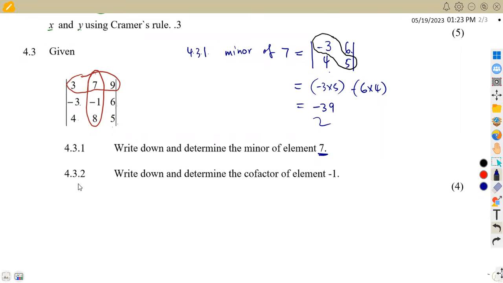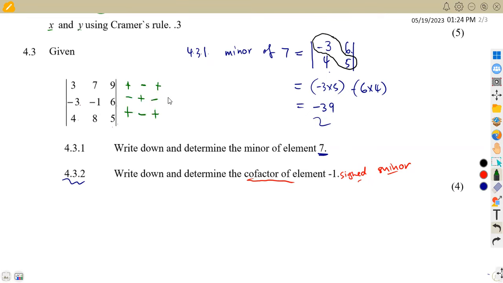All right, so on 4.3.2, here we are now asked to write down and determine the cofactor of element negative 1. So take note, we are no longer having this part. We are now working with where there is negative 1. So take note, we said that a cofactor is a signed minor, meaning to say we need the matrix of signs. Remember, it's a signed minor. So remember, we have a matrix that corresponds to sign. That's a plus followed by a minus, a plus, a minus, a plus, a minus, a plus, a minus, and a plus like this.